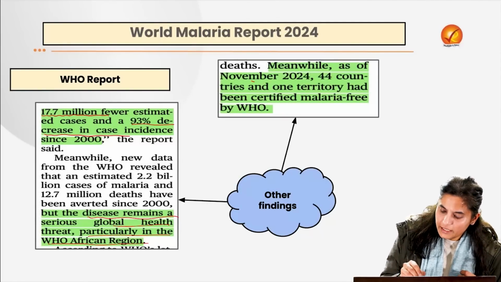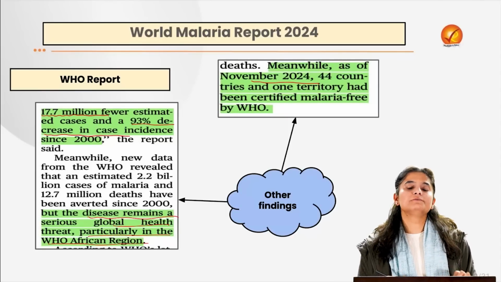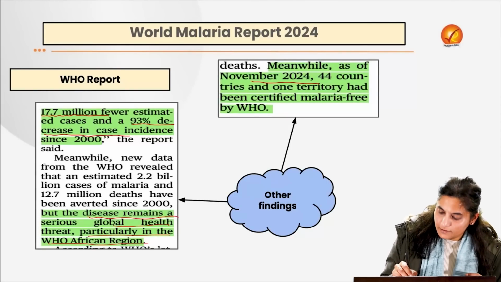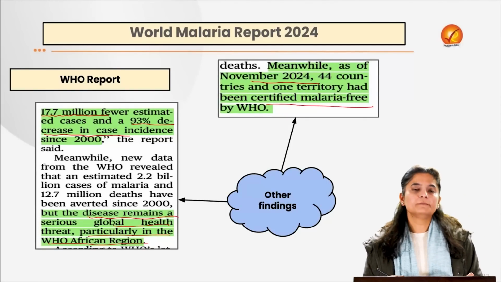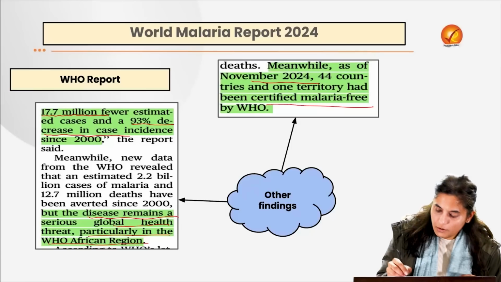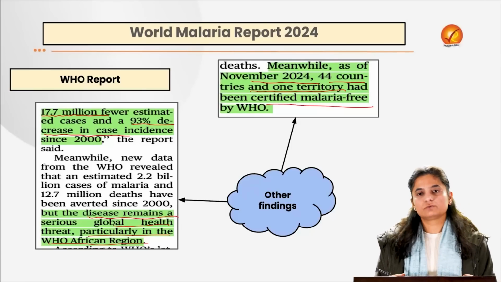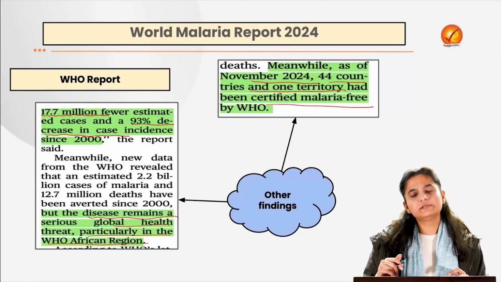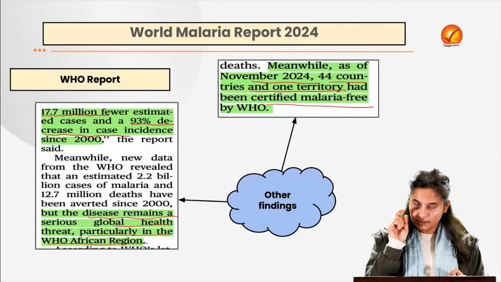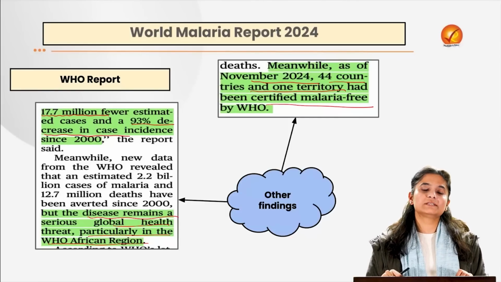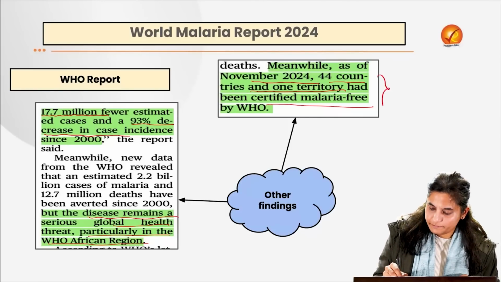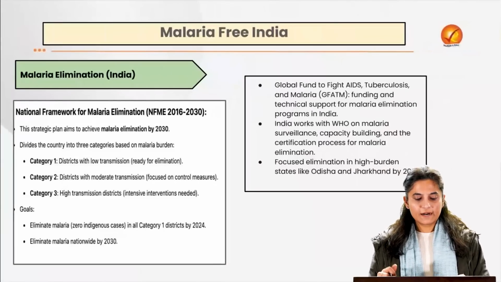And meanwhile, in 2024, almost 44 countries have been certified malaria free by WHO. Now, 44 countries and one territory also. So these 44 plus 1 have been certified malaria free. This factoid could be of importance in your prelims exam. Please remember this. So this was regarding this.